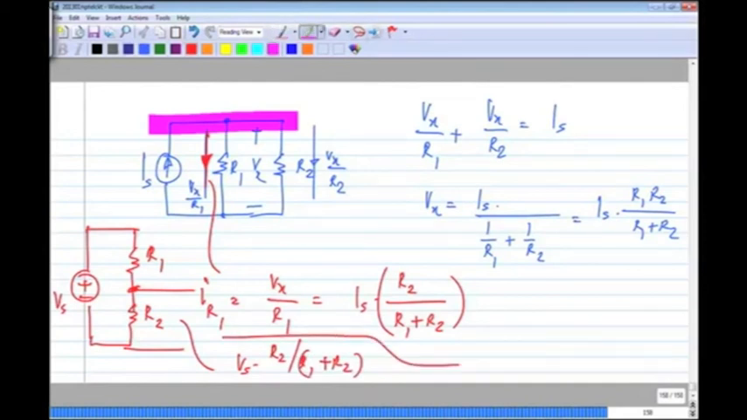Now it's some ratio of resistors in both cases. In case of current division, the current through R1 will have R2 in the numerator, and in case of voltage division, the voltage across R2 will have R2 in the numerator. That's all. Okay.